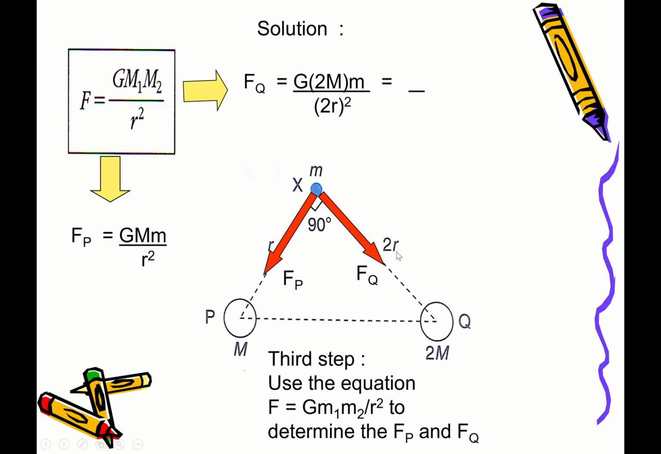For FQ, we substitute the mass of planet Q, 2m, into the equation, and then m for the meteor, and then divided by the distance between the meteor and planet Q, which is given by 2r. So we substitute 2r into the equation here, it becomes 2r squared. So we can simplify this equation, it becomes G m m per 2r squared.